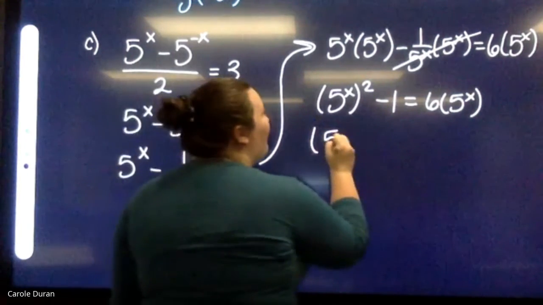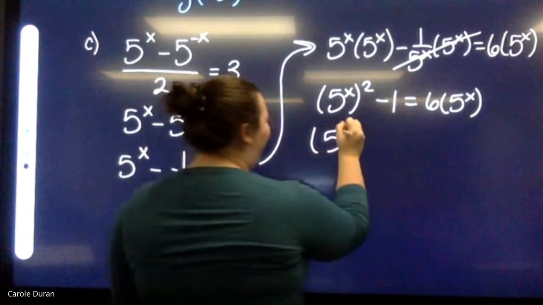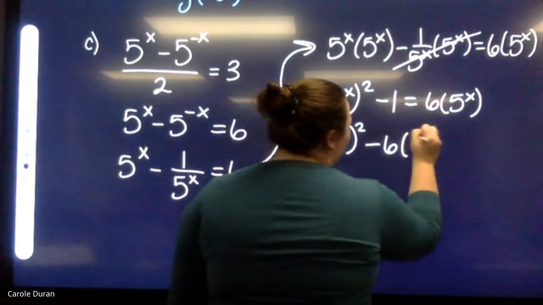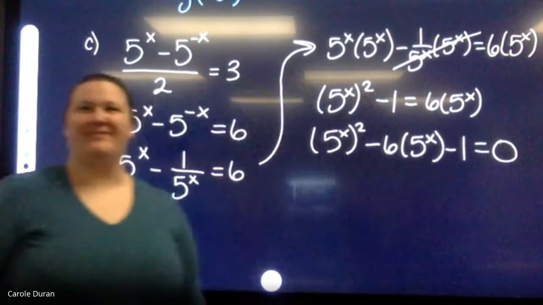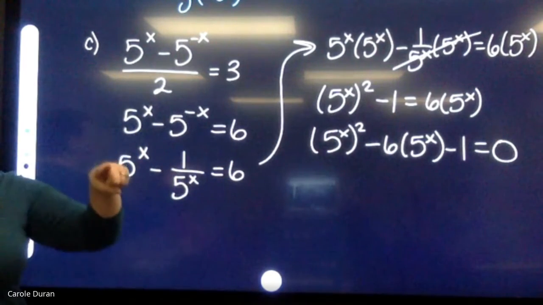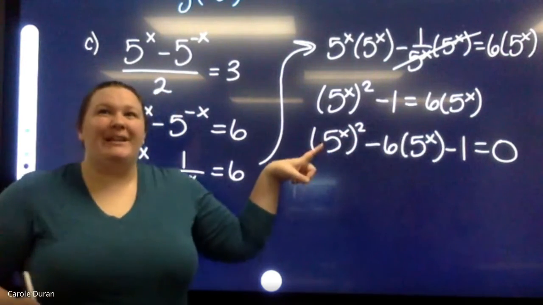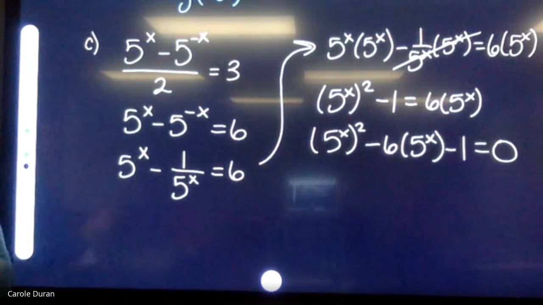I see a lot of... Oh, who said it? I did. It's a quadratic. I have 5 to the x squared minus 6 times 5 to the x minus 1 equals 0. I have 3 terms. The first term is the same variable as my middle term, but it's twice that, or squared, which means that this is now a quadratic.